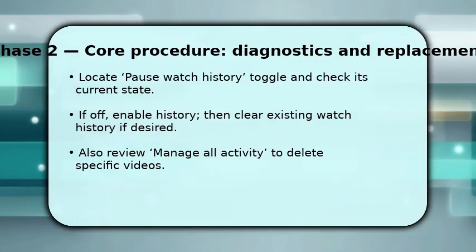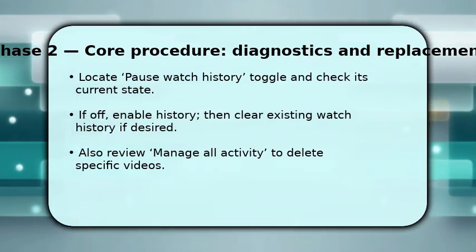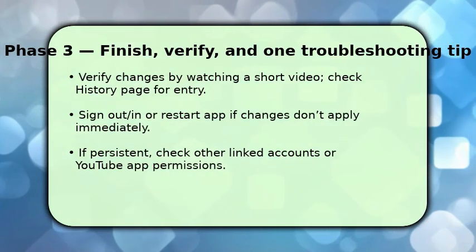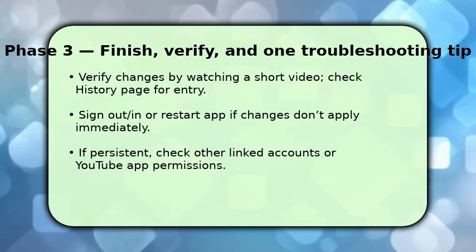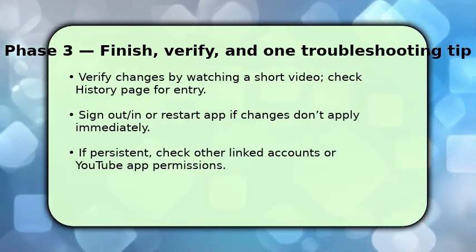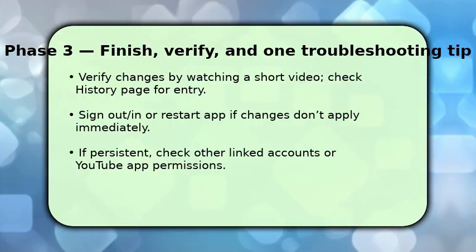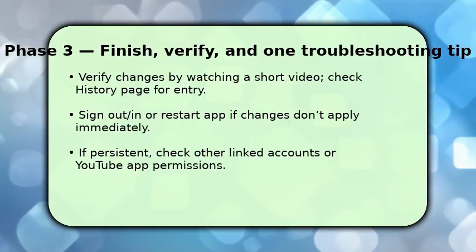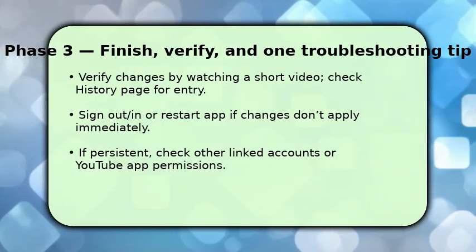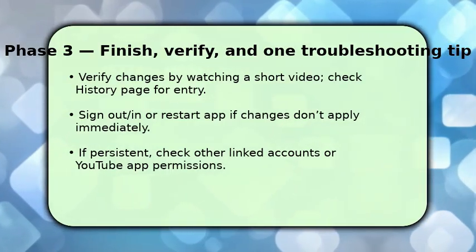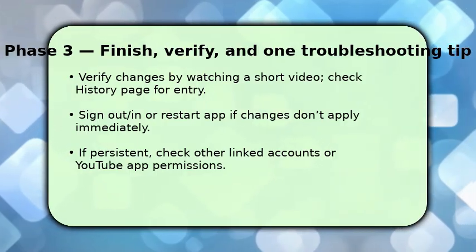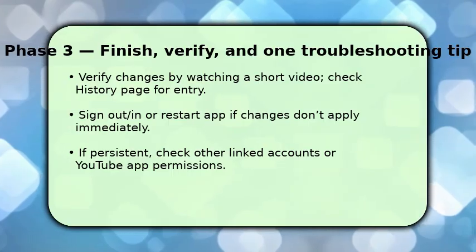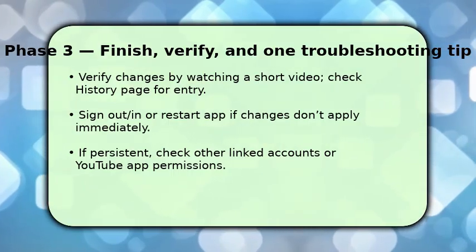To finish, test your change. Watch a short video and then check the history page to confirm a new entry appears. If you still see history off, sign out and sign back in, or force close and restart the app. This refreshes cache settings. Make sure other linked accounts or supervised account settings aren't overriding history. If problems persist, review Google account activity controls and app permissions. Once resolved, your watch history will record normally, and you can clear or manage entries as needed.